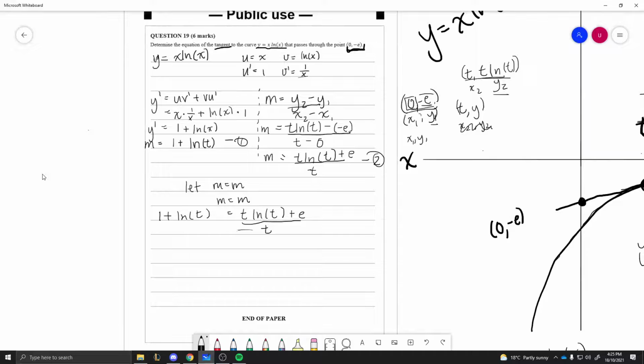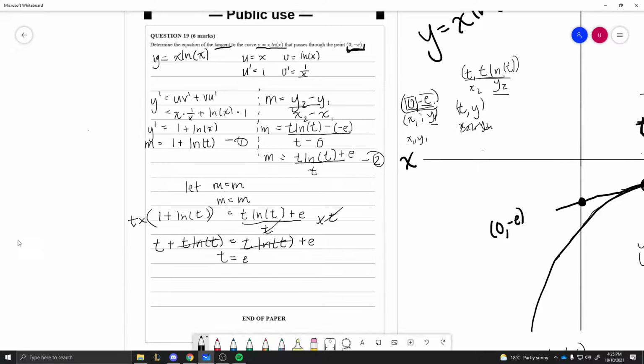Now we can put t on this side of the equation, because now we only have one unknown, which is t. We don't have any more unknowns than just one, which means we should be able to find the value, well, hopefully. So let's multiply both sides by t, which will give you, if you expand these brackets, t plus t ln of t equals, these will cancel, so you'll just be left with ln of t plus e. Now t ln of t is present on both sides of the equation, so you can subtract t ln of t from both sides, which will get rid of these. Then you have t equals e.